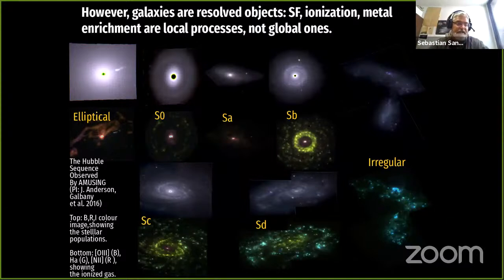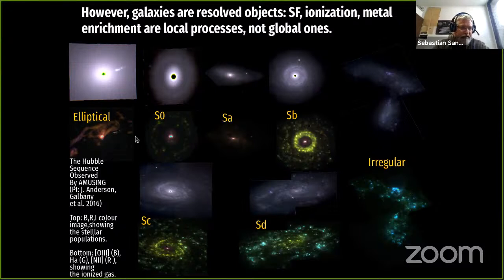However, galaxies are resolved entities, as we all know, and that was one of the primary reasons why galaxies were explored 100 years ago. Most of the processes that happen in galaxies, star formation, the ionization, the metal enrichment, are local processes and not global ones. For individual galaxies, this is a kind of Hubble sequence extracted from MUSE data. In the top panels, I'm showing the 3D color maps. In the bottom panels, I show the color maps generated from the emission line intensities, where oxygen III is blue, H alpha is green, and nitrogen II is red.